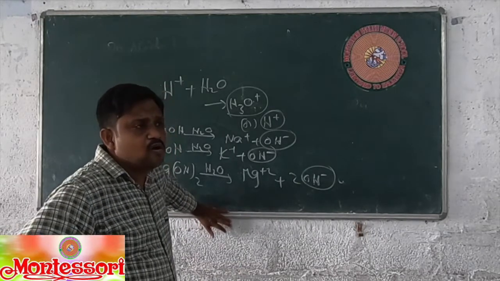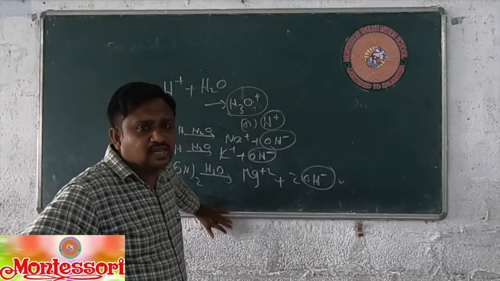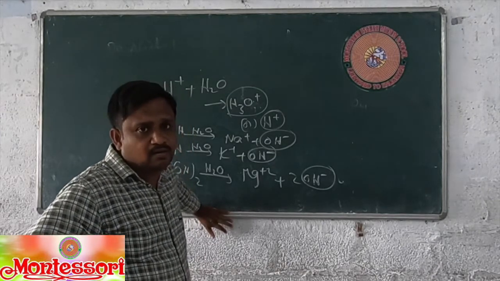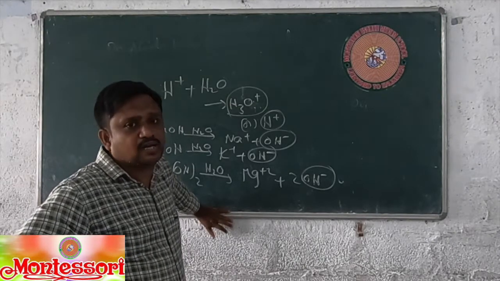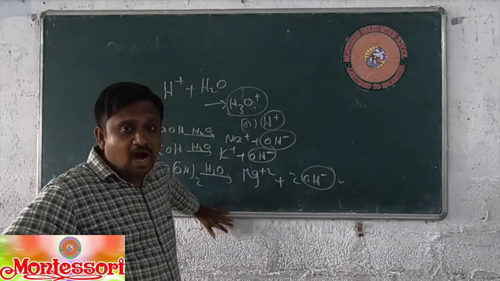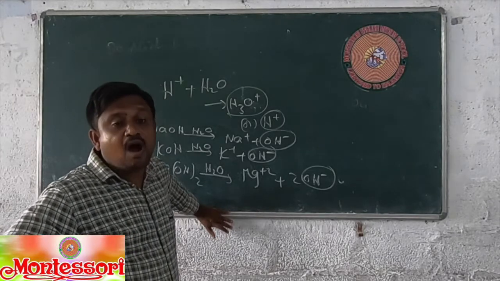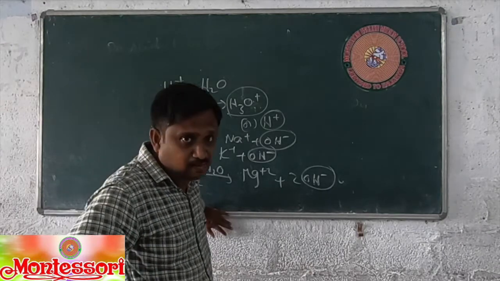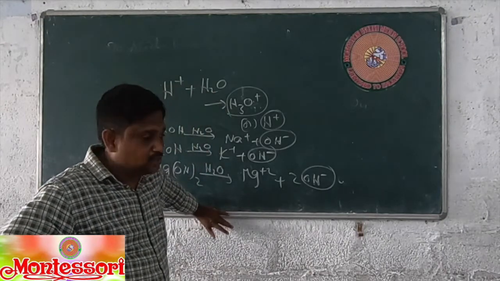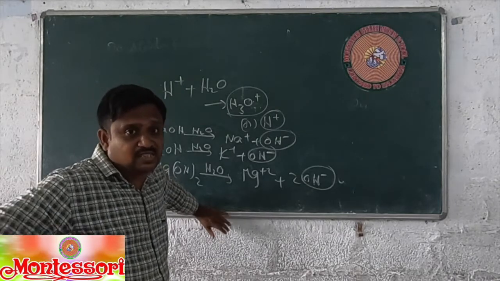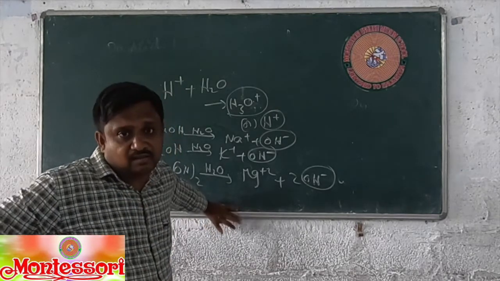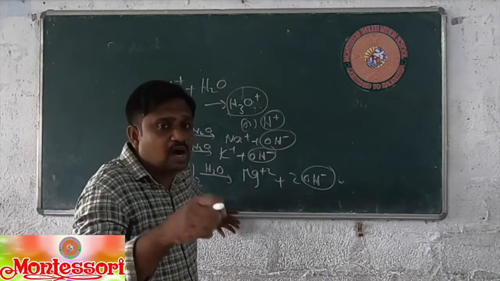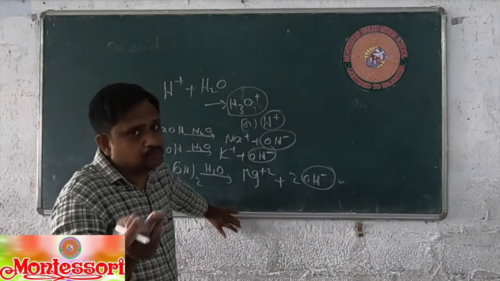So, listen carefully. All bases are alkali, but all alkalis are not bases. All bases are alkali, but all alkali are not bases. Alkali means salts. All bases are salts, but all salts are not bases, because some bases do not dissolve in water, that are not soluble in water. Those insoluble ones are called alkali but not bases.